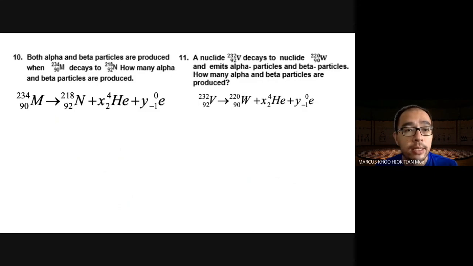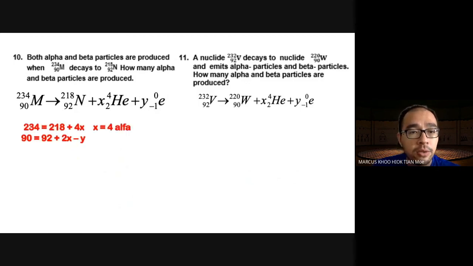All right, same thing. Alpha and beta particles are produced. So you form the two equations again. And you find that after a while, this kind of question is easy. It's just simultaneous equations. So you get x equals 4 and y equals 10. The most important thing is to form an equation using the top numbers and another equation using the bottom numbers, but don't forget to include the x and the y. How many heliums and how many electrons are produced.